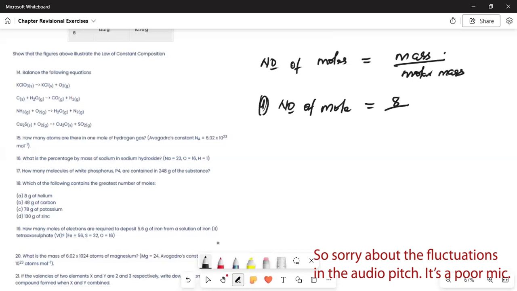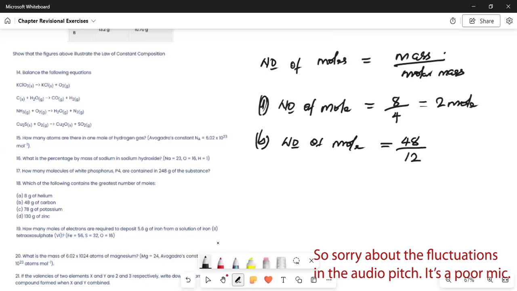What is the molar mass of helium? Molar mass of helium is approximately 4. So the number of moles in 8 gram of helium will be 8 divided by 4, which is 2 mole. Then option B, 48 gram of carbon. Number of moles there will be the mass, which is 48, divided by the molar mass of carbon. Molar mass of carbon is 12.